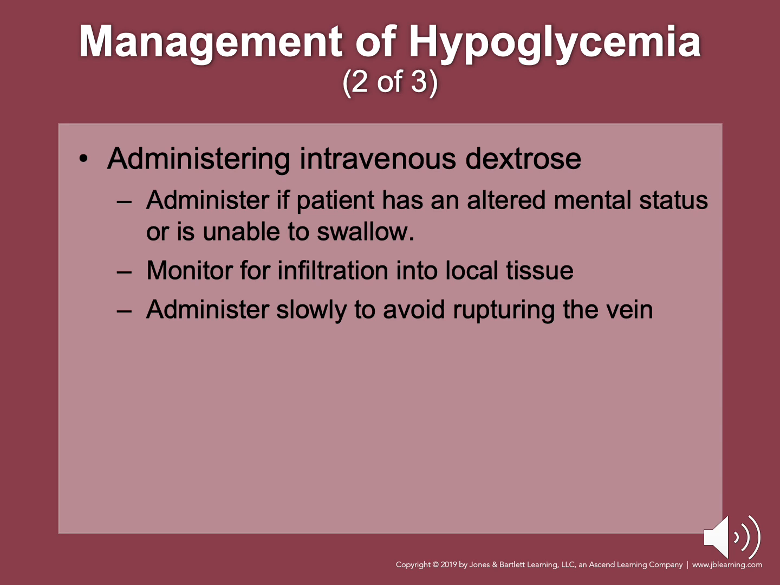So when administering D50, draw back on the syringe to observe for blood return. Recheck after half of the dose has been given by pulling back on the plunger again to check for blood return. And then flush the line.